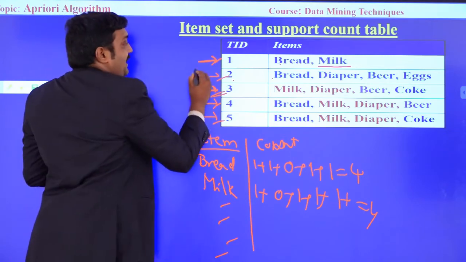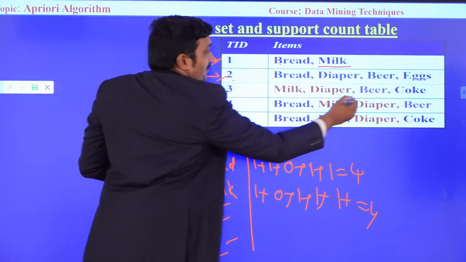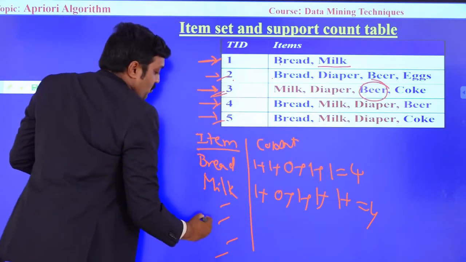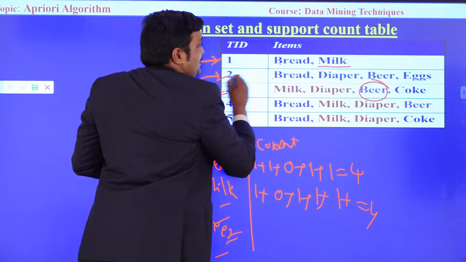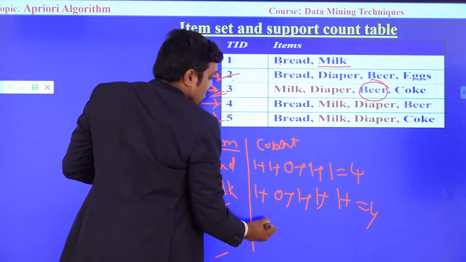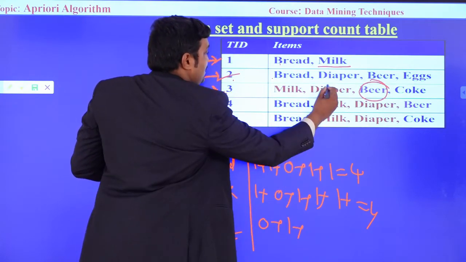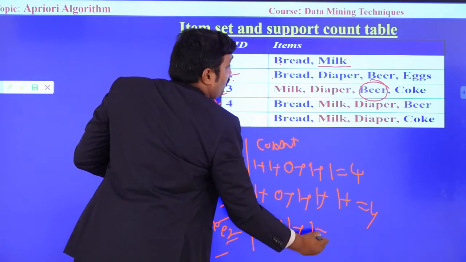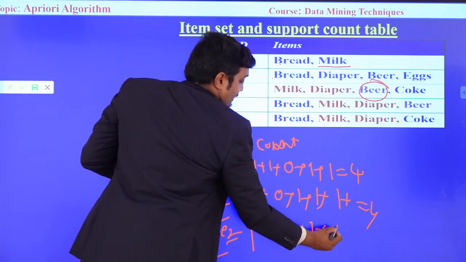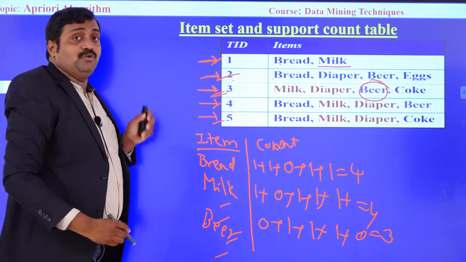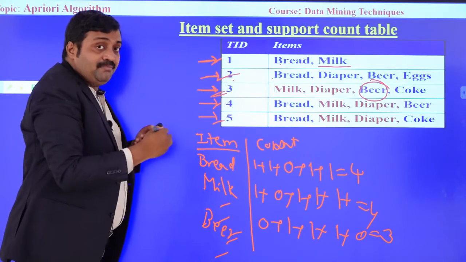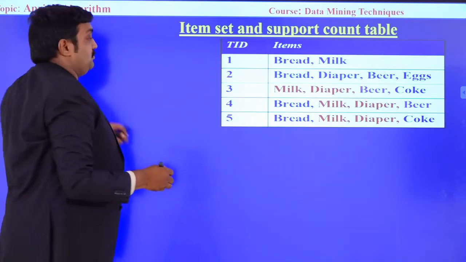So I am scanning each item. Suppose I take beer. Beer occurred in the second transaction. First is 0, second is 1, third is an occurrence, fourth is an occurrence, fifth is 0. That means beer is 3. Like that, I am going to scan each item and generate the support count.